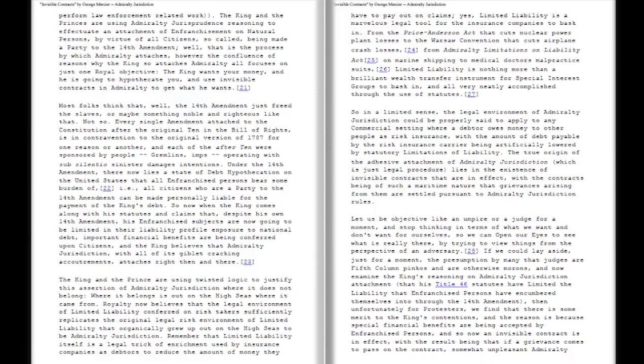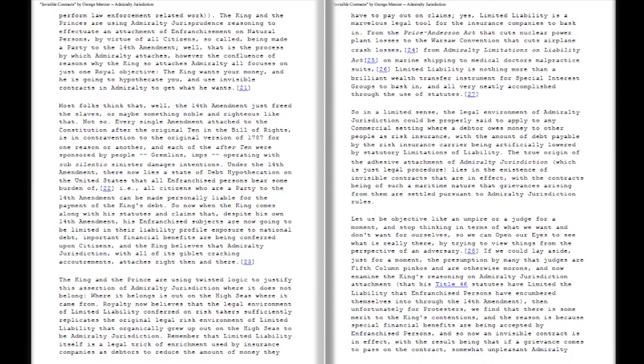Under the 14th Amendment, there now lies a state of debt hypothecation on the United States that all enfranchised persons bear some burden of 22, i.e., all citizens who are a party to the 14th Amendment can be made personally liable for the payment of the King's debt. So now when the King comes along with his statutes and claims that, despite his own 14th Amendment, his enfranchised subjects are now going to be limited in their liability profile exposure to national debt, important financial benefits are being conferred upon citizens, and the King believes that Admiralty jurisdiction, with all of its giblet-cracking accoutrements, attaches right then and there.